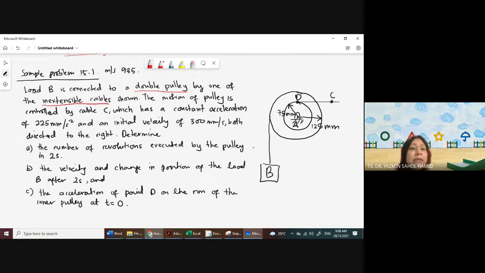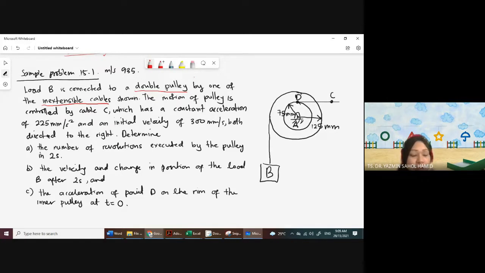Inextensible cables ni maksudnya kabel tu dia tak boleh memanjang kalau kita tarik dia. Kabel tu dia tak boleh memanjang atau memendek lah. Panjang kabel tu macam tu jugalah. Tapi dia boleh jadi pendek panjang, tapi stretch tak boleh. Okay. So the motion of the pulley is controlled by cable C.